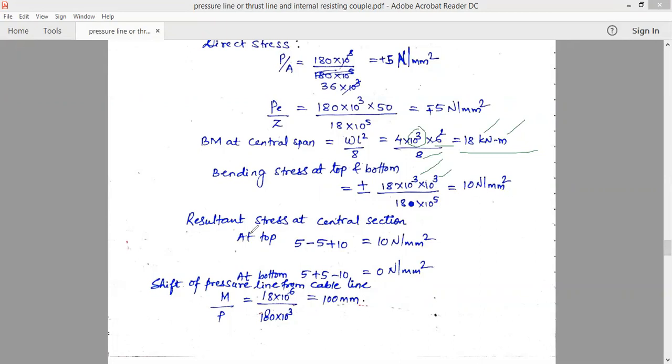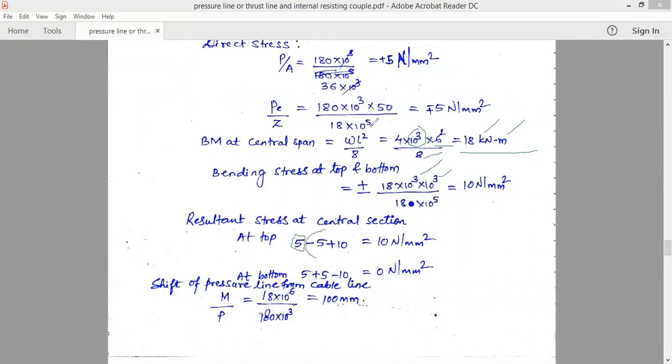So when we want to calculate the resultant stress at the central section, at the central span, at the top we have 5 Newton per mm square minus 5 Newton per mm square plus 10 Newton per mm square. So this plus 5 is direct stress, P by A.